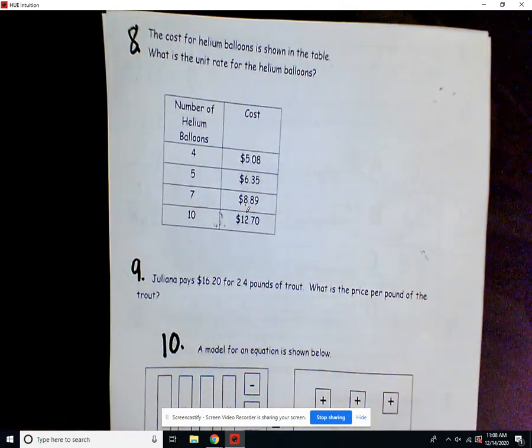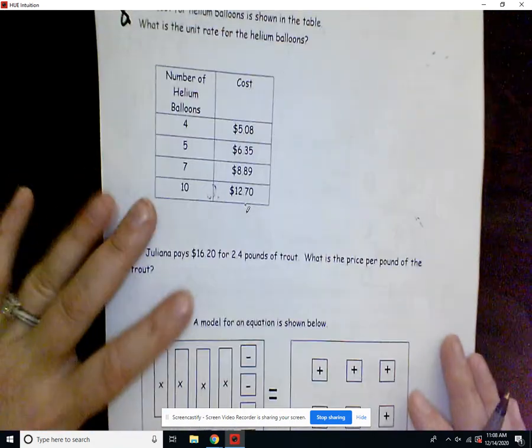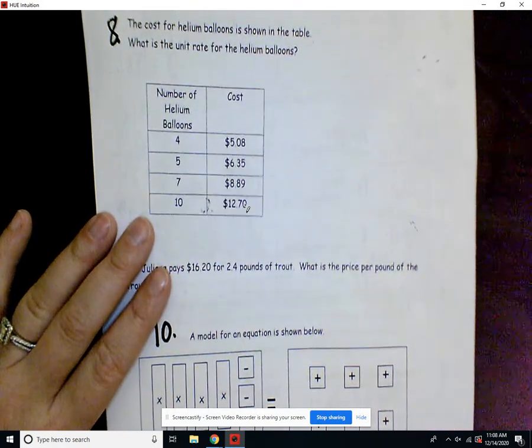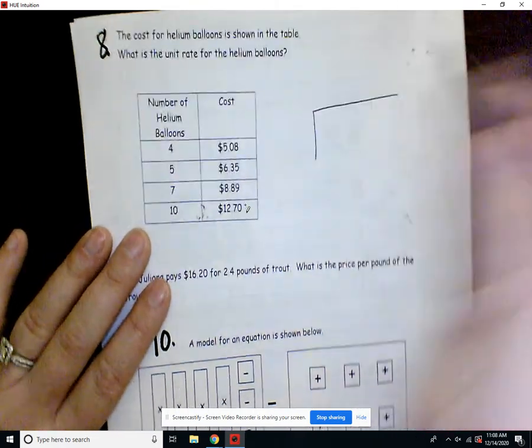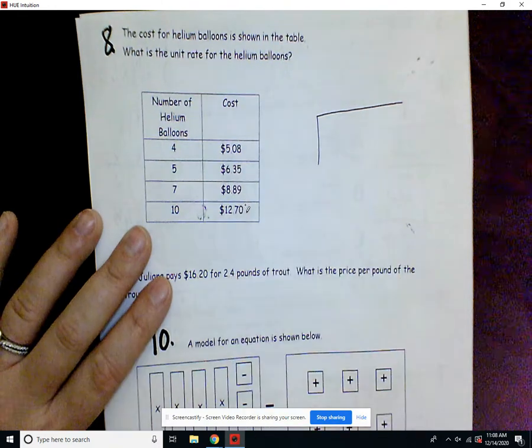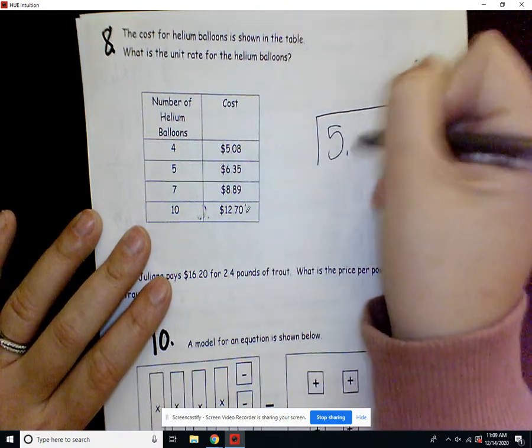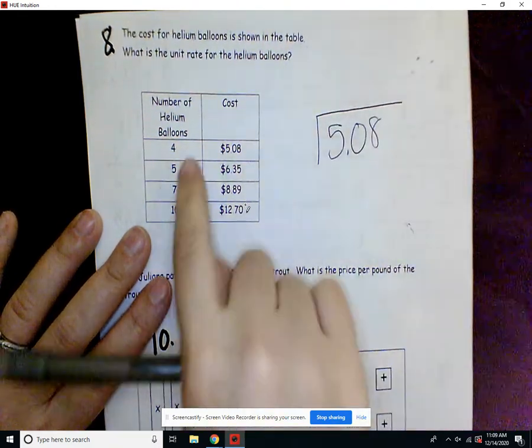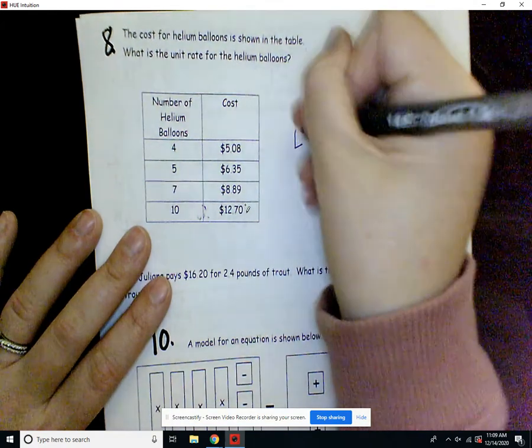All right, so let's look at number 8. Number 8, the cost of helium balloons is shown in the table. What is the unit rate for helium balloons? So unit rate is what does it cost for one? So we're talking about balloons. So anytime we have money with unit rate, that's going to go on the inside. And then the number of items, whatever we're talking about, goes on the outside, which is going to be 4.